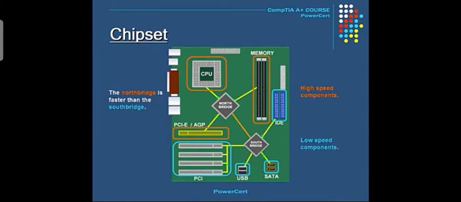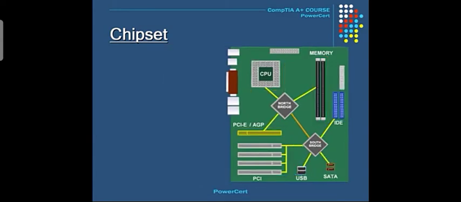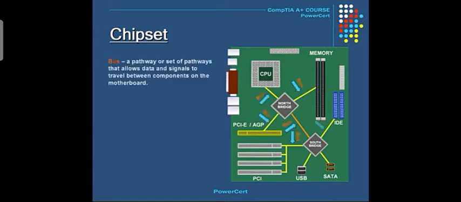Now both the north and south bridge make these connections to various parts of the motherboard using pathways called a bus. And a bus is simply a set of pathways that allows data and signals to travel between components on the motherboard. The motherboard contains several kinds of buses that vary in speed and bandwidth. So for example, if a bus speed is said to operate at 66 MHz, then that means that particular bus can send data at 66 million cycles per second.